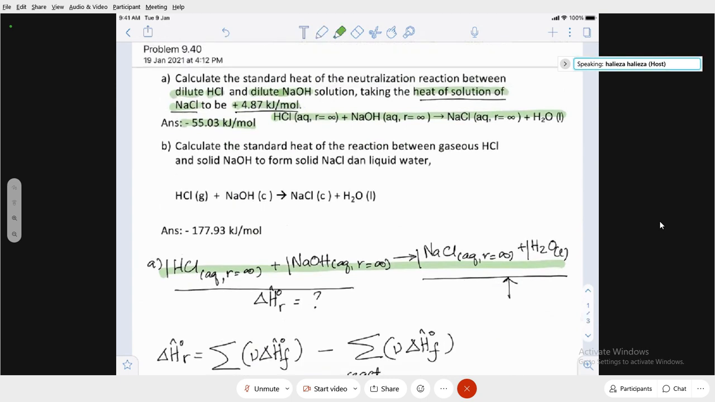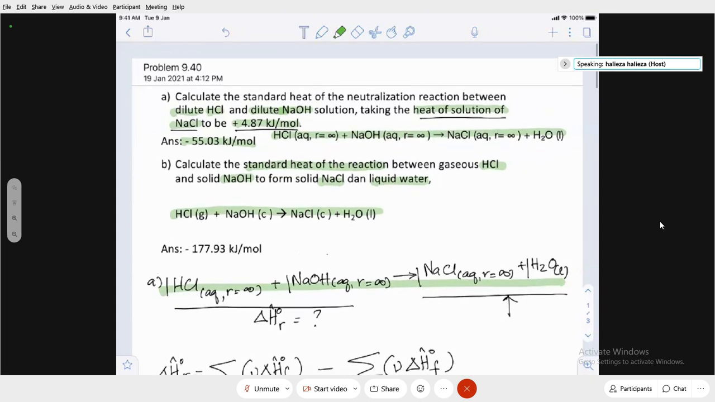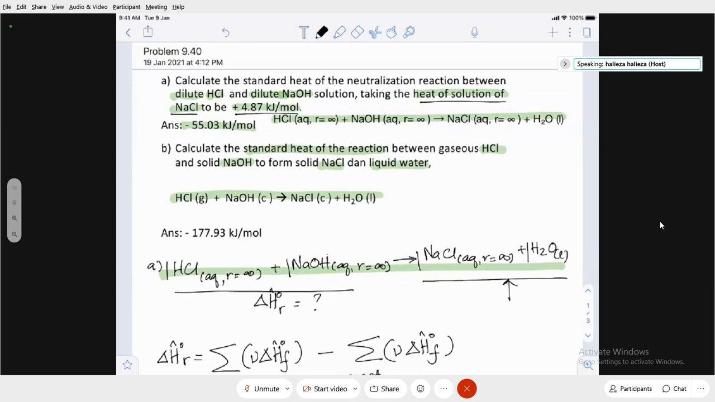The question asks for the standard heat of reaction between hydrogen chloride gas and solid sodium hydroxide to form sodium chloride and liquid water. It's according to this equation. What's the difference from the previous equation? For part A, you have that aqueous term there, here, and there, and that's liquid water. For part B, you have gas, solid, solid, and liquid water, the same as over here.